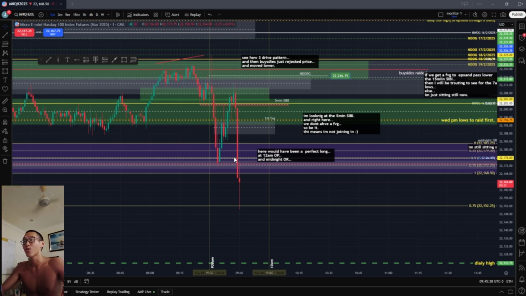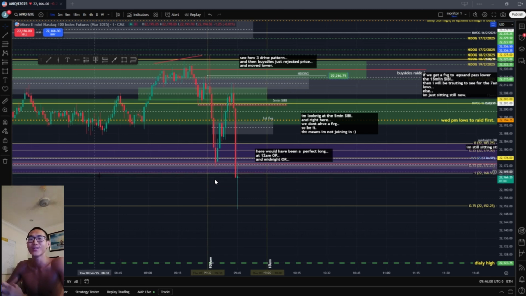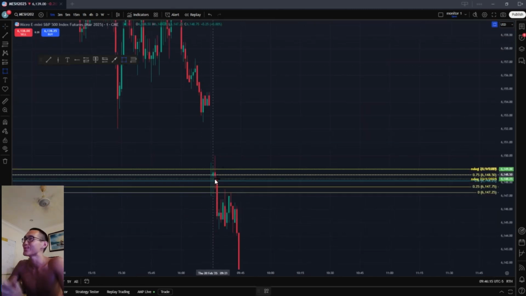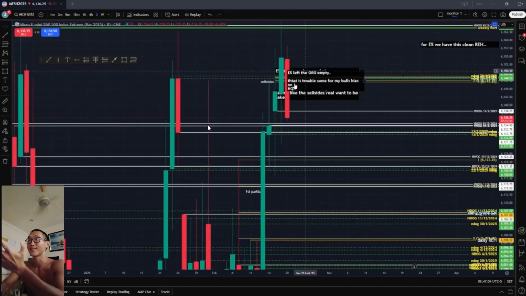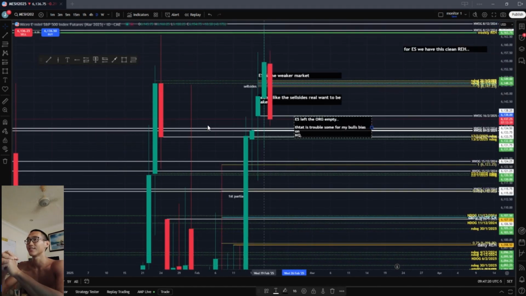Then we expand past the 12 a.m. opening price and close below the midnight opening range. So many things saying that you want to go lower. But I'm still holding to my higher price bias. And now right here, ES has an opening range gap that's unfilled. That's why it's troublesome for my Nasdaq bullish bias.